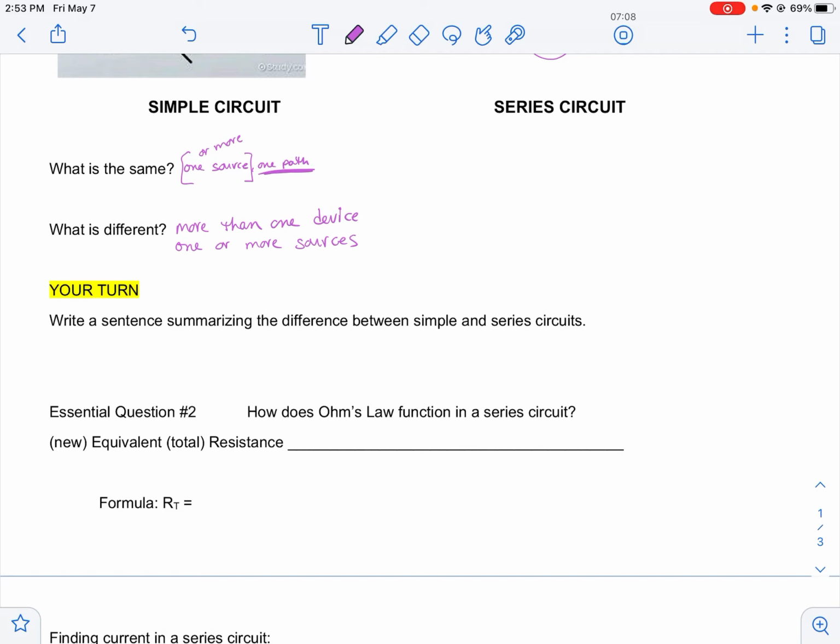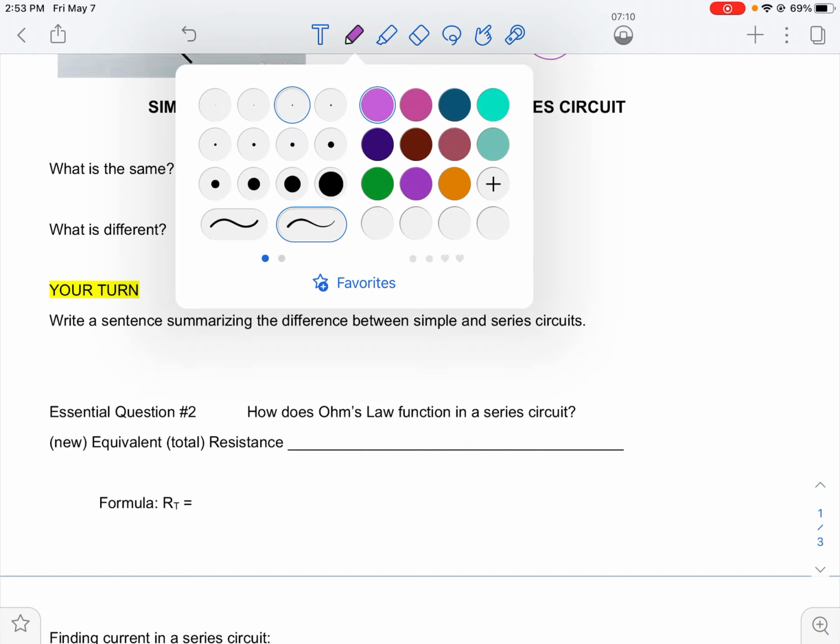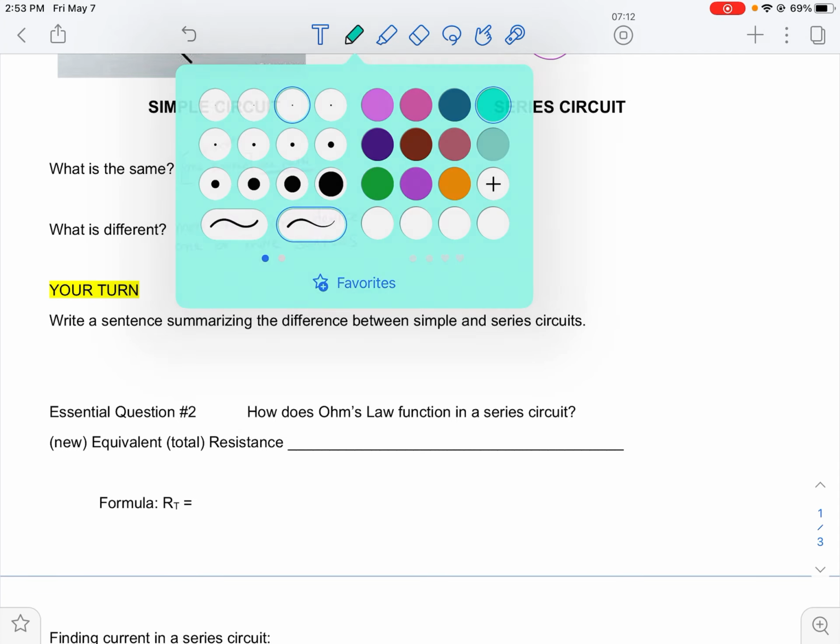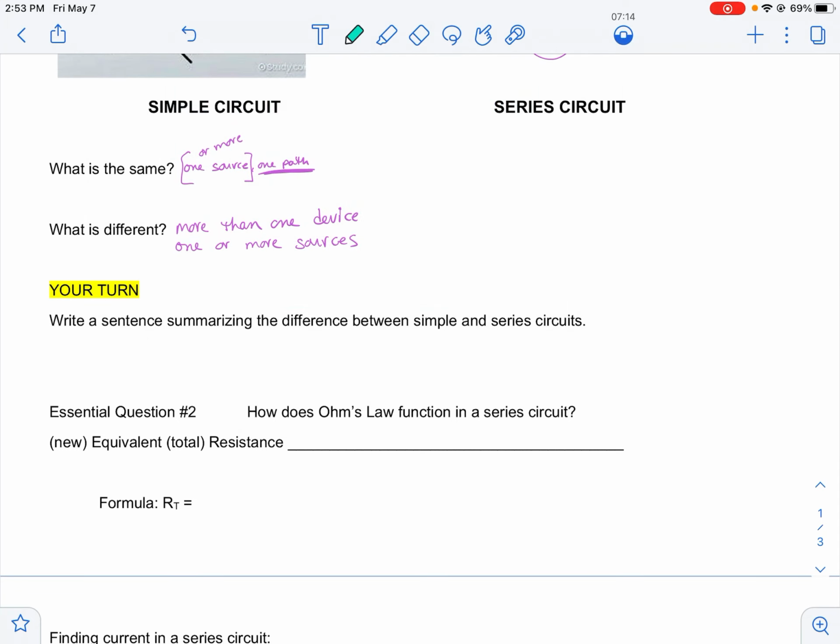All right. So let's take a look at essential question number 2. How does Ohm's law function in a series circuit? So in order to talk about Ohm's law, because Ohm's law includes the resistance, and obviously we've changed the number of resistors in our circuit, the first thing we have to do is deal with the fact that we have now more than one resistor. So we're going to have this new term here, the equivalent resistance. That's the same as saying the total resistance.